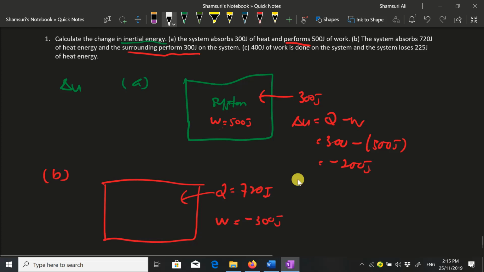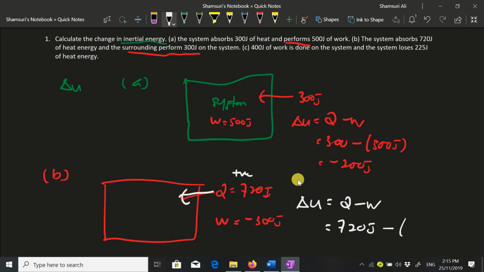Okay, maybe we can calculate delta U, Q minus W, and our Q is 7,200 joule, because positive here is go inside. And then this one is minus. Now W is minus 300 joule, because it's the surrounding performing. So it becomes 7,500 joule.